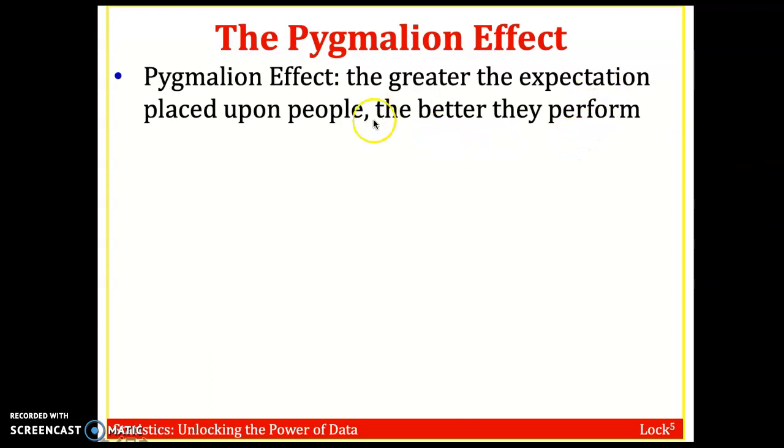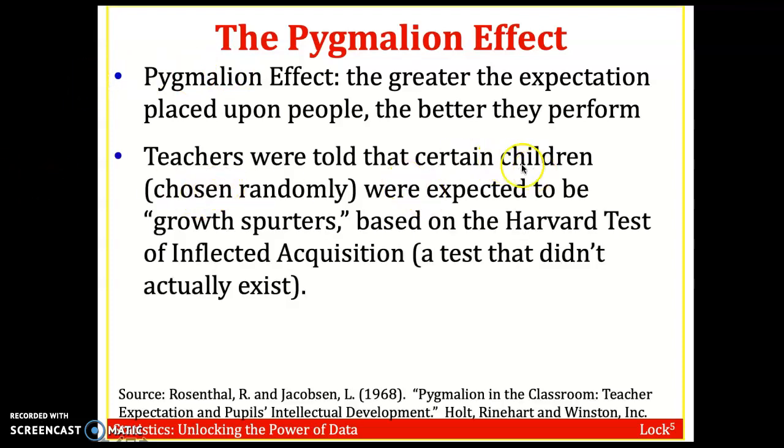And this is called the Pygmalion effect. And that's the greater the expectation placed upon people, the better they perform. There's been multiple experiments done in this, both in education, also in business, psychology, etc. But teachers were told that certain children, chosen randomly, were expected to be growth spurters based on the Harvard test of inflection acquisition. This is a fake test. And this experiment was done a while ago. This is one of the earlier psychological tests done on this Pygmalion effect.